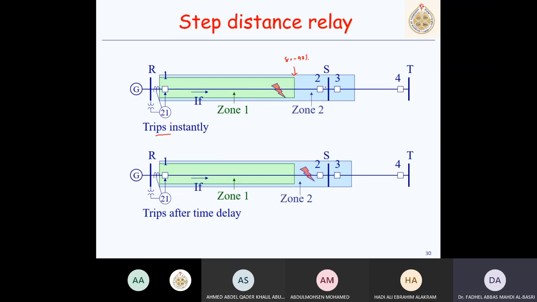Now what happens if a fault happens at the end 20% of the line? Then this relay will not trip instantaneously, but trips after a time delay of 0.3 seconds, 0.3 to 0.4 seconds, depending on our settings. Why doesn't it trip instantly? Because it's not sure if the fault is here or here. If it is here, it will allow the next line protection to act first.